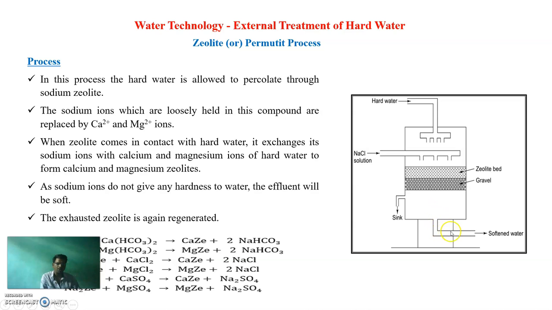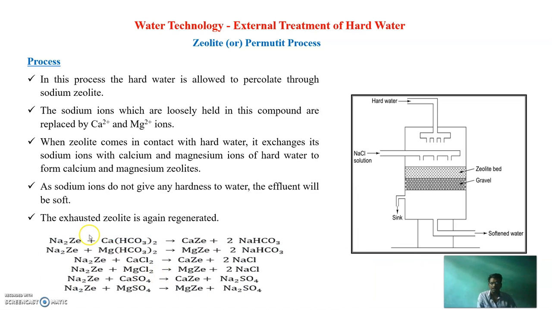So the water coming out through this outlet is called soft water, because it does not have any calcium and magnesium ions. The ion exchange reaction is given here. The permutit is represented as Na2Ze, and these sodium ions are replaced with the calcium ions of the hard water, and all the magnesium ions are also replaced through this bed. Now the zeolite has only calcium and magnesium ions, and the sodium ions are removed as sodium bicarbonate or sodium chloride.